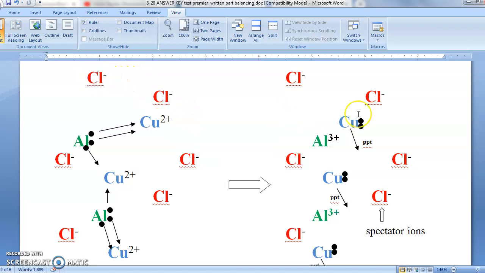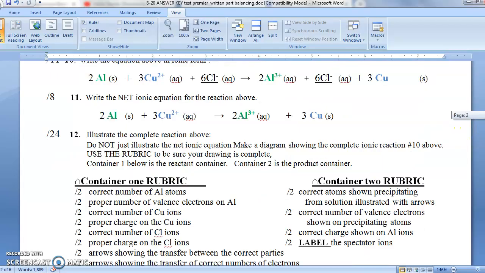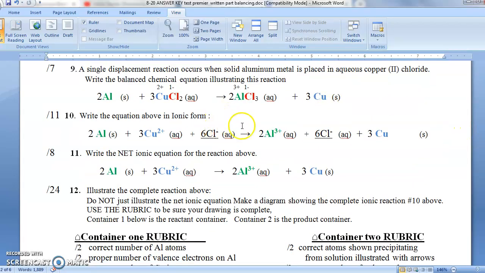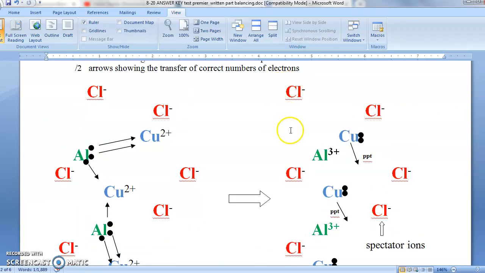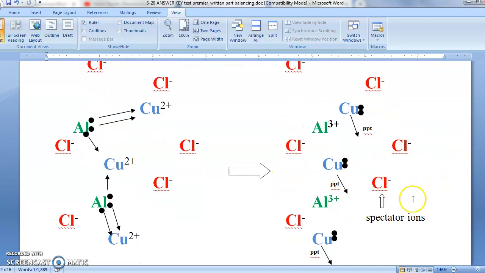What happened to them? Nothing. There was no change to them. They were 6 Cl minuses on the reactant side, and there were still 6 Cl minuses on the product side. There they are. 1, 2, 3, 4, 5, 6. They did nothing. The Cl minuses you need to label as the spectator ions.